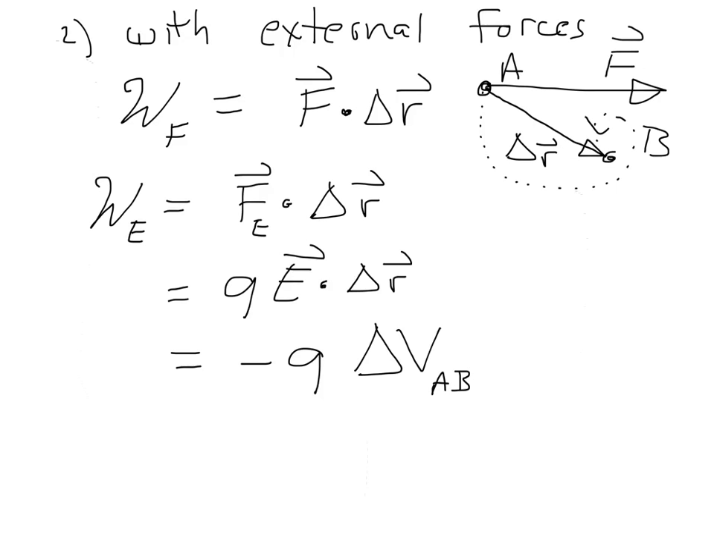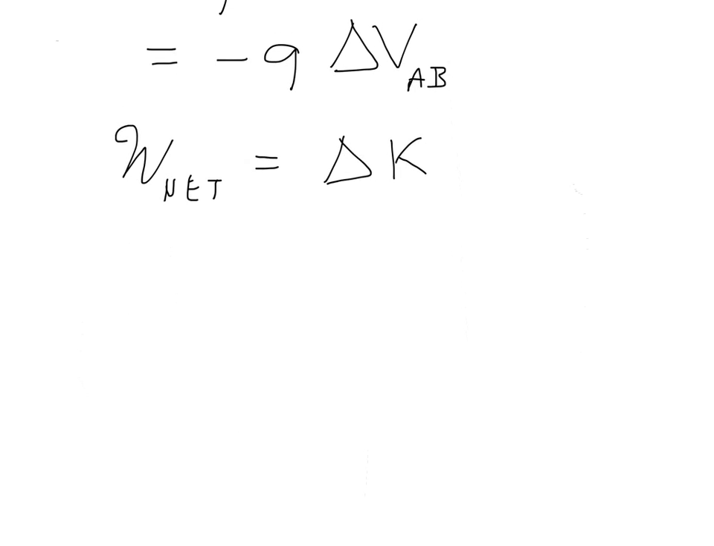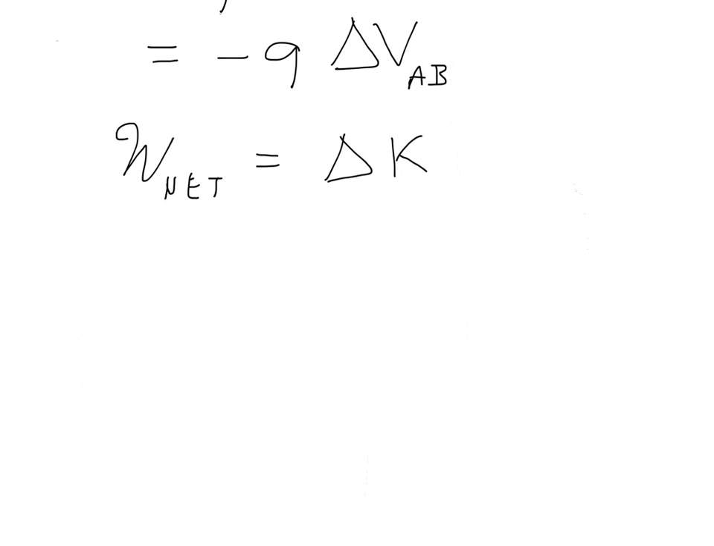Now, if you remember the work-energy theorem, the work-energy theorem says that the net work, which is the sum of all the different works, is equal to the change in the kinetic energy of the object. So in this case, the net work will be the sum of the work done by the external force plus the work done by the electric field.